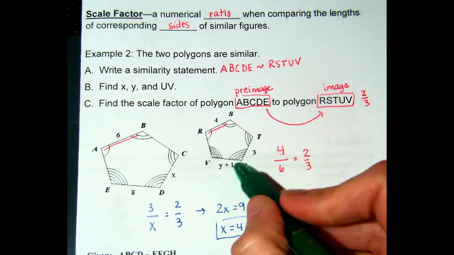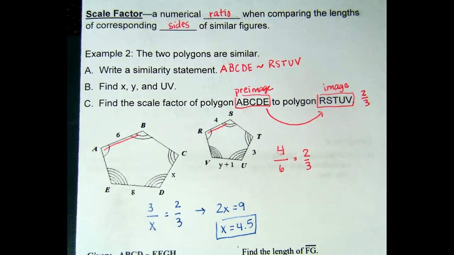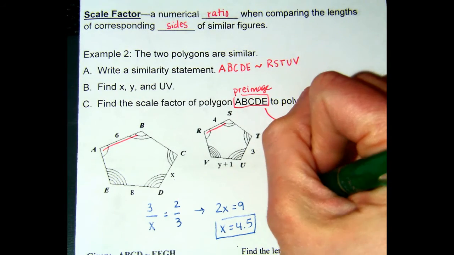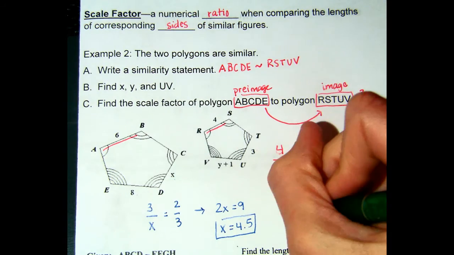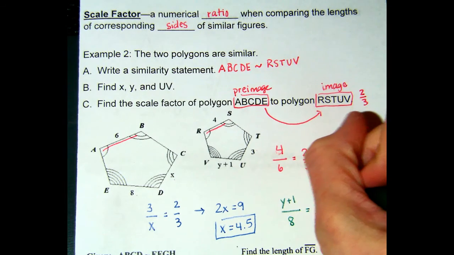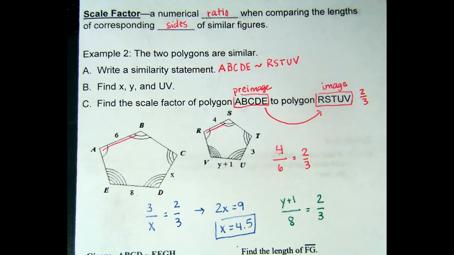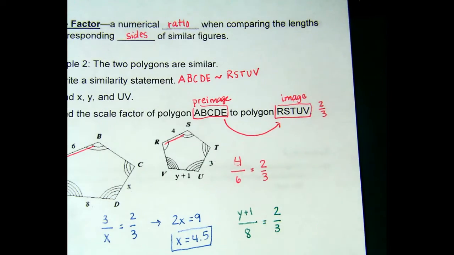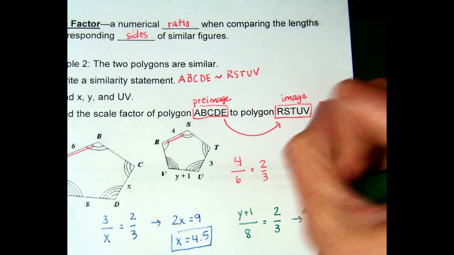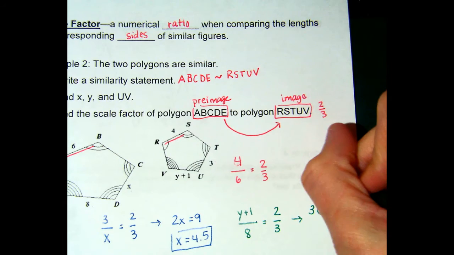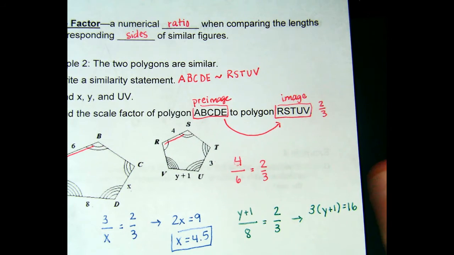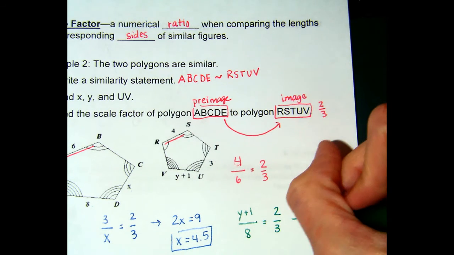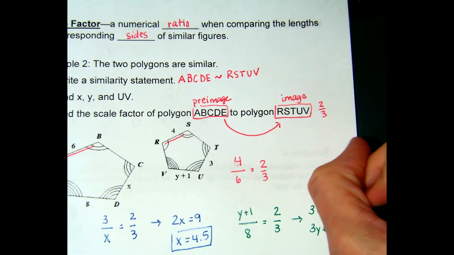Here is y. It is in the image, so it's going to go on top of the fraction. Y plus 1 over the pre-image 8. Again, that should be equal to the scale factor of 2/3. Likewise, we are going to cross multiply. So we have 3 parentheses y plus 1 equals 16. I can either distribute this 3 or divide 16 by 3. I'm going to distribute, but it really does not matter what order you do it in.